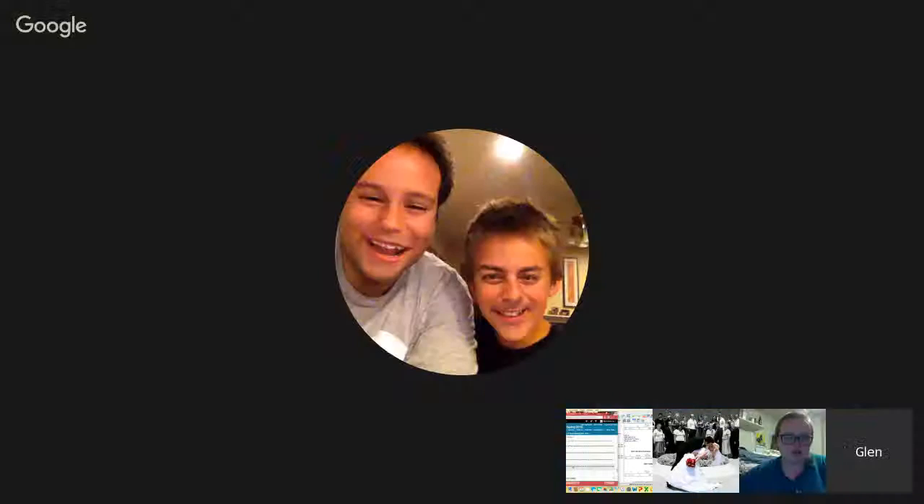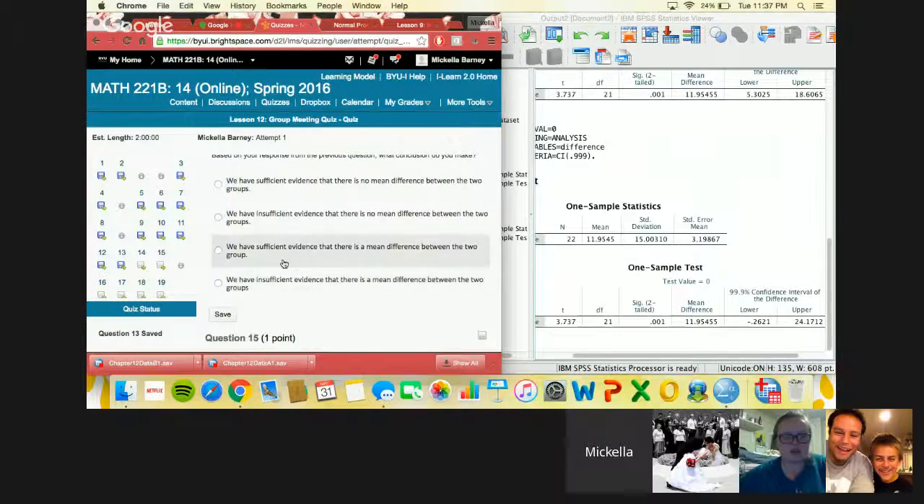We have significant evidence that the difference between the two groups. Well, there is a mean difference, right? But isn't that like the p-value thing, and it's so small? Super small, yeah. So okay, I'd say insignificant. Wait, I think it's insufficient evidence that there is a mean difference between the two groups. So I think it's the last one. Okay, that's what I was eyeing, but I wasn't sure.